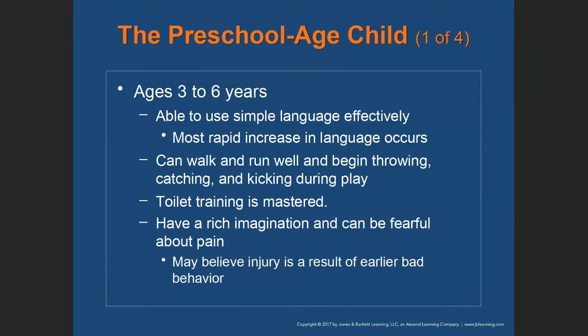Now, the preschool age child, age 3 to 6 years, able to use simple language effectively. Most rapid increases in language occur at this stage. They can walk, they can run well, they begin throwing, catching, and kicking during play. Toilet training is mastered. They have a rich imagination and can be fearful about pain. They may believe injury is a result of earlier bad behavior.